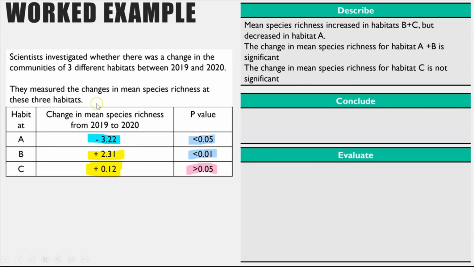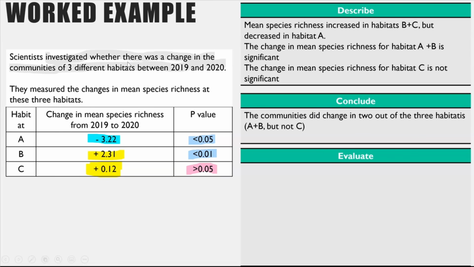From that, I need to look back at what they're investigating to come up with a very brief conclusion. The scientists investigated whether there was a change in the communities. There was a change that was significant in 2 out of the 3 habitats. So that's what I'm going to conclude at this stage: that there was a significant change in A and B, but not C.